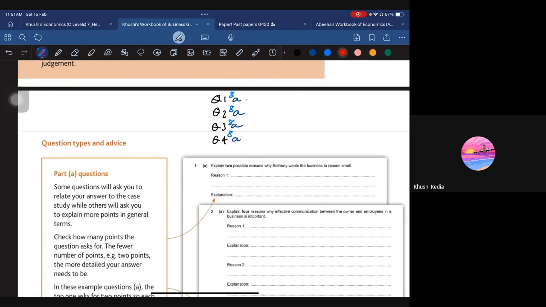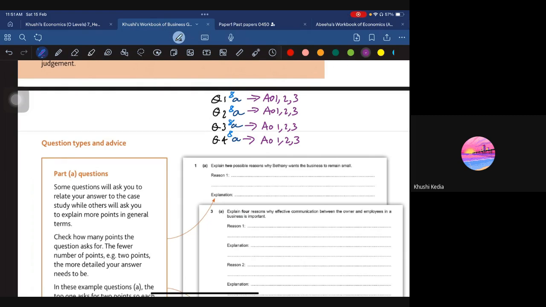Now, which assessment objectives are required to do the eight markers? It's the knowledge, application, and the analysis. Yes, very good. So here we have the AO1, 2, and 3. First three are included, not the evaluation one.